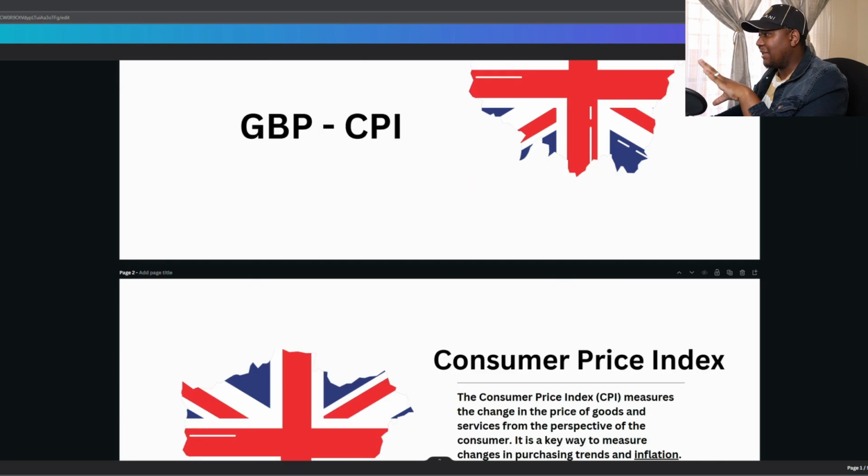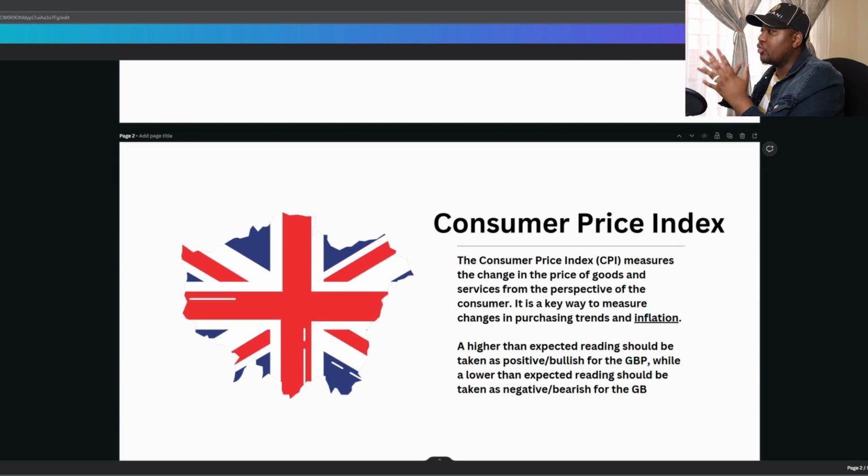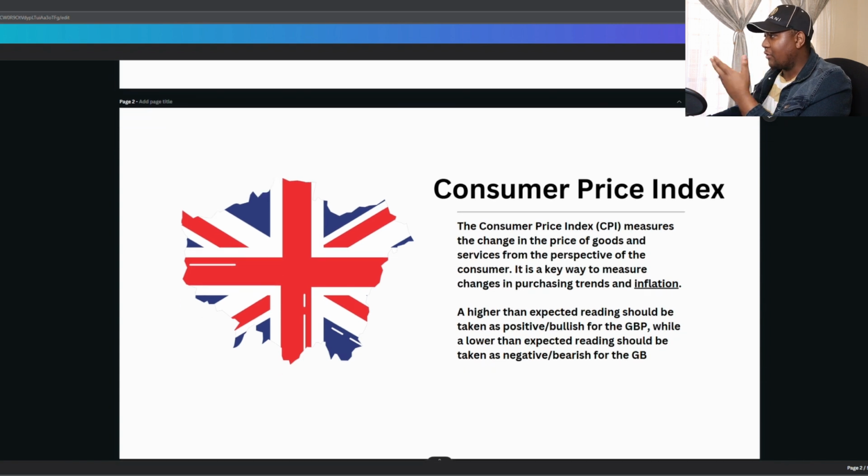Okay, so just by definition, we need to understand what we're trading. We are trading the consumer price index. When you're talking about the consumer price index, we're simply talking about how it measures the change of the price of goods and services from the perspective of the UK consumer. Okay, of course, this is a very key measurement in the purchasing trends and inflation.